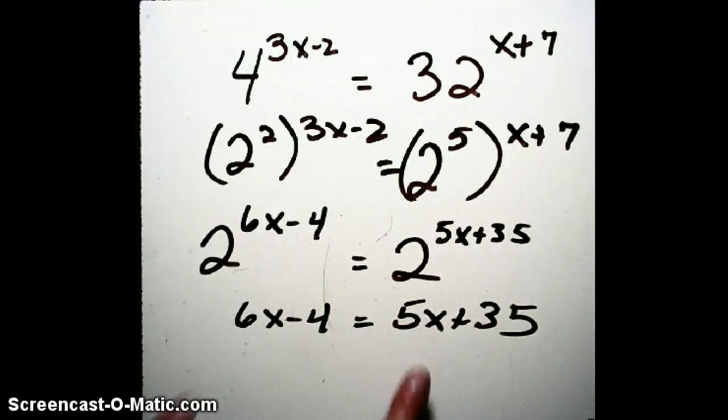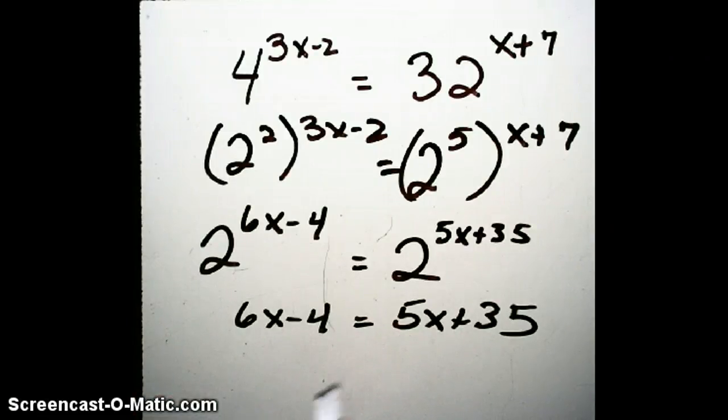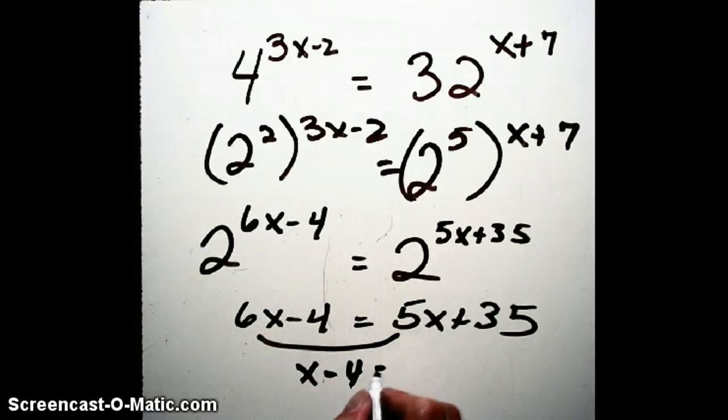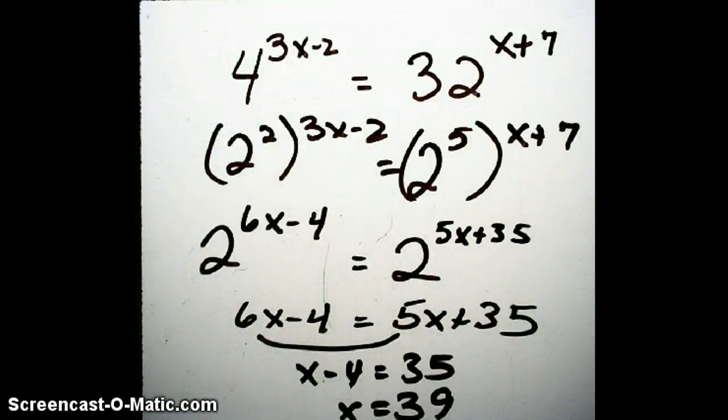Okay, remember how I did this? I subtracted the coefficient that was smaller. So let's subtract 5x from both sides. We're subtracting 5x from that. And then we're adding 4. X is 39. Now, how do you know that's right? That is a very good question. You're going to have to plug 39 into both sides and see if that's true.